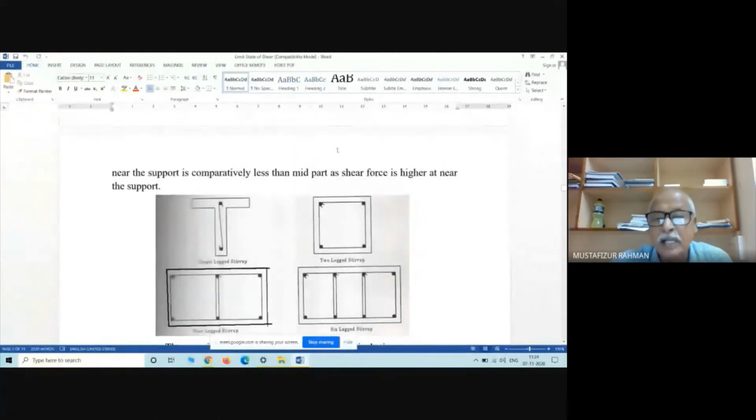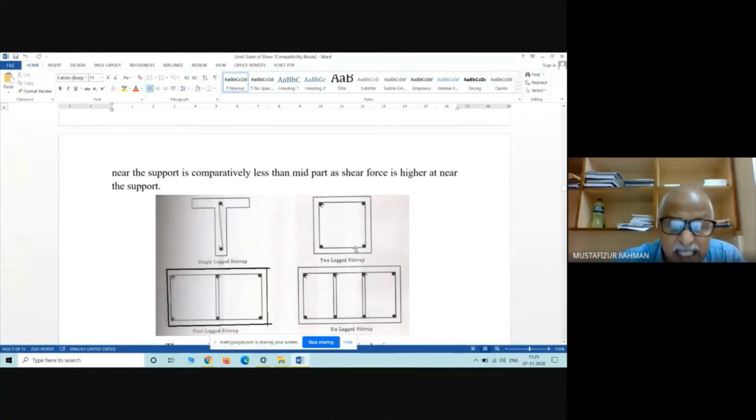These are called stirrups. These links are called stirrups. Right? If it is a simply supported beam, these reinforcements are for tension if singly reinforced. So this is tension reinforcement, but we always have to provide some reinforcement in the compression zone. Even if we do not require it, those reinforcements are called hanger reinforcement, or reinforcement required from the construction point of view.